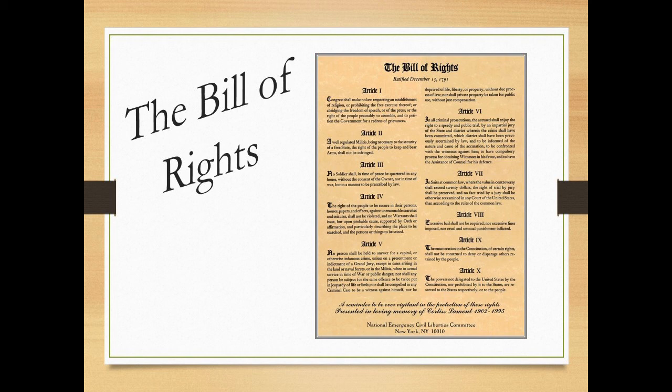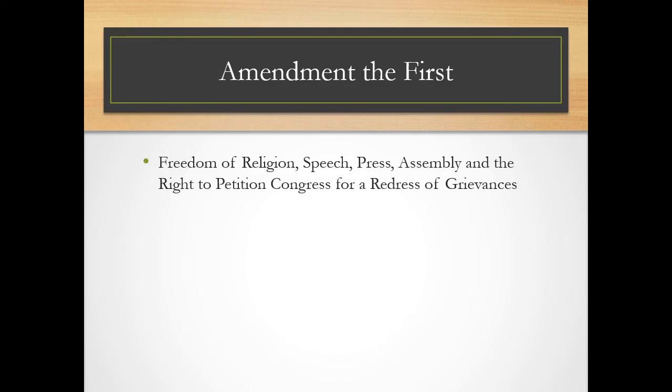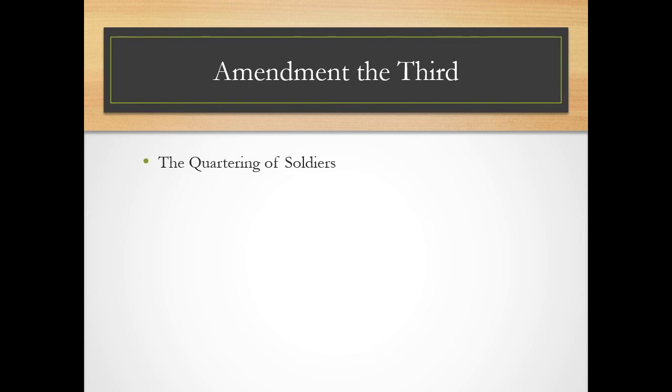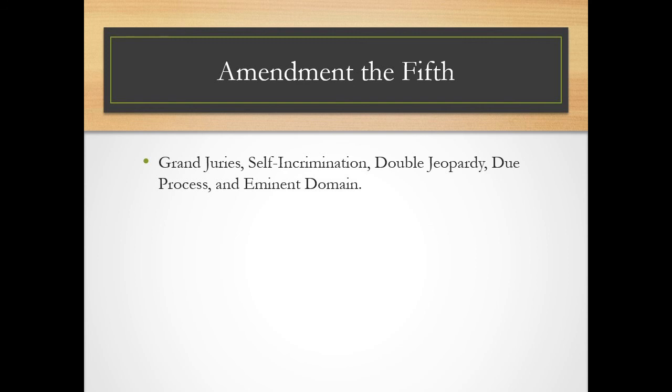The Bill of Rights are the first 10 amendments to the Constitution. There were originally 12. One is going to come back as the 27th Amendment, and one is going to be folded in with another. The First Amendment, freedom of religion, speech, press, assembly, and the right to petition Congress for a redress of grievances. What about the Second Amendment, the militia and the right to bear arms? The Third Amendment, addressing the quartering of soldiers, right? The Fourth Amendment talks about searches and seizures. The Fifth Amendment, grand juries, self-incrimination, double jeopardy, due process of law, and the idea of eminent domain.